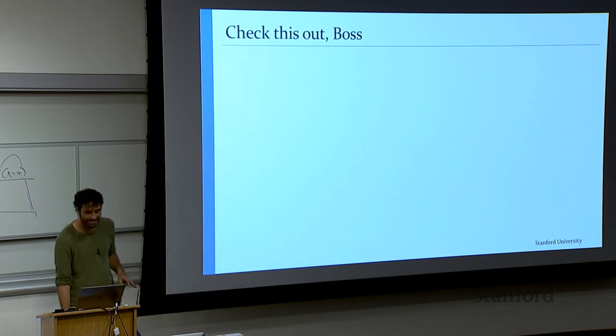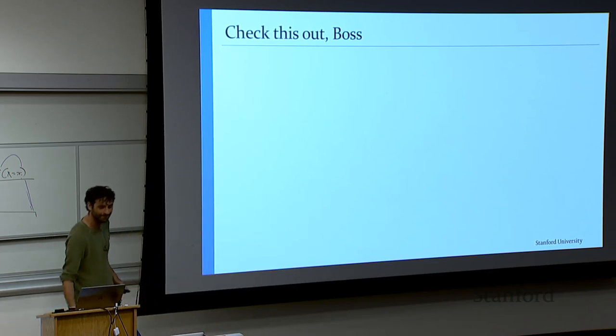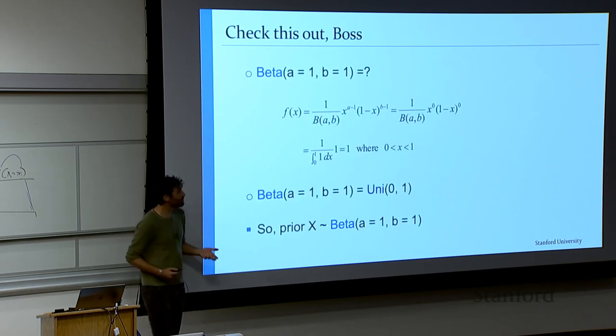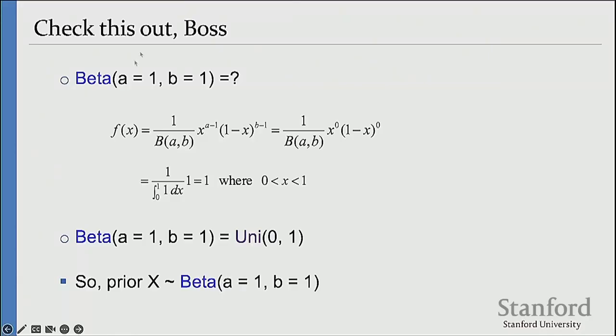Okay, then one last thing before we start playing games. I want to just show you a cool derivation. What if you asked, what happens if A is 1 and B is 1? Remember A is your number of heads plus 1, and B is your number of tails plus 1? So if you take 1 and you subtract off 1, what are you left with? So this is saying beta with 0 heads and 0 tails.